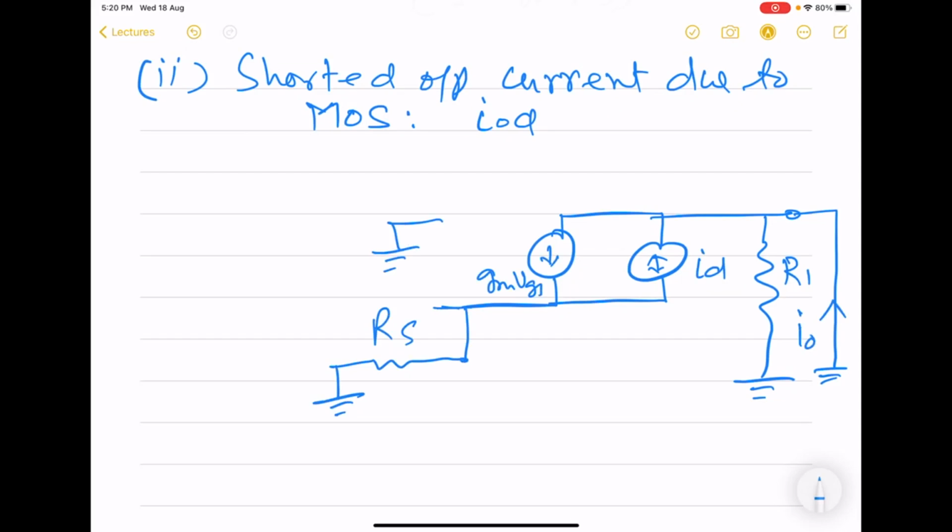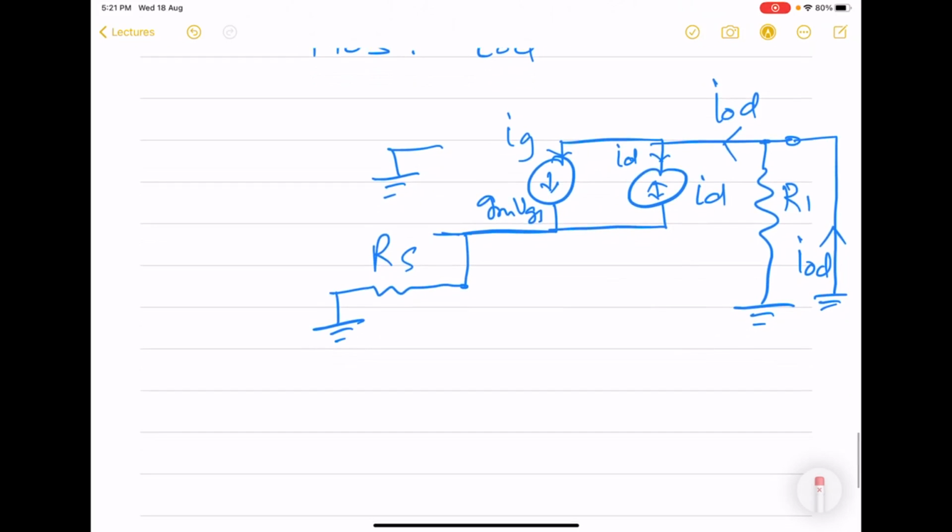So we are trying to find out IoD. And once again, you can see that no current will flow through R1. So entire IoD will flow in this direction. And here we can see that we have two currents, IG and ID. This double arrow inside the symbol for ID only means it is noise. This in no way conveys what will be the direction. So you can assume any direction, but I have assumed it to be in the downward direction. And so we can write KCL at the drain.